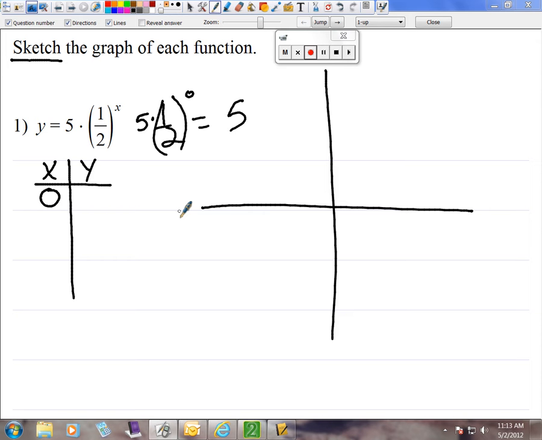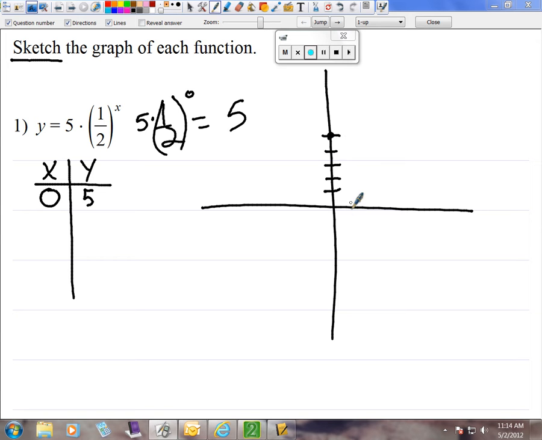All right. Now let's graph that. This is our y-intercept. So we got 0, 5 in our table. So we're going to go up 1, 2, 3, 4, 5 and put a point. You're going to see in a minute here that every exponential function is a curve.